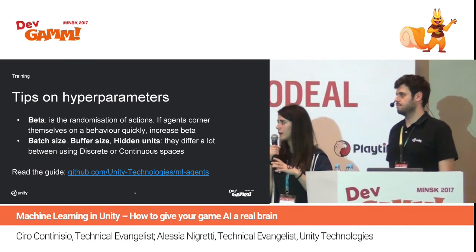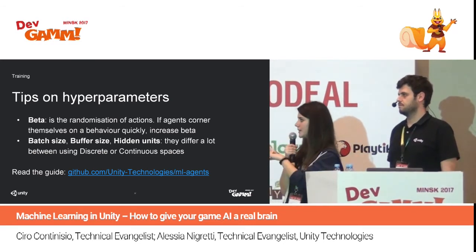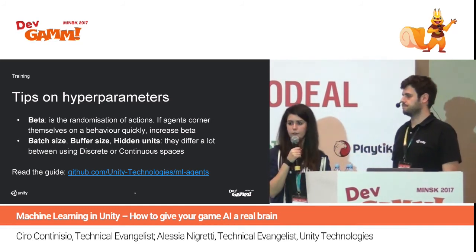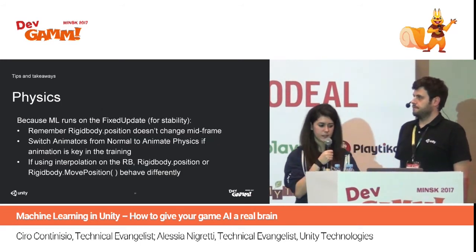And everything about these values and also the wiki about machine learning is at this link on the Unity GitHub. So you can just take a look there and find all the guides that you need. Also, we have tips on physics.